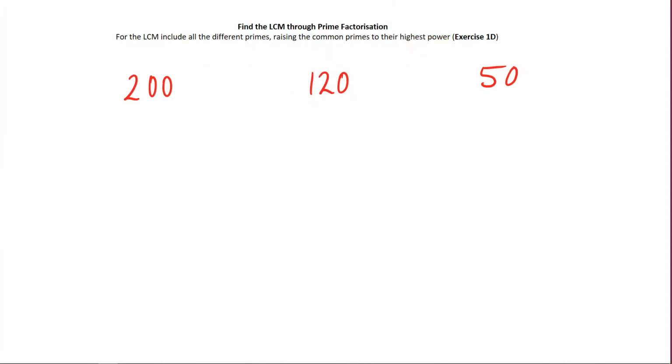So the first thing that I would do here is look at this and say, hey, I've got 200, 120, and 50. What do you notice about all of these? They all end in 0. So it's probably easier for me, before I do the prime factorization, just to get rid of a 0 from each of these. And then I just have to make sure I add that 0 back at the end. So it's just a little trick that we can use.